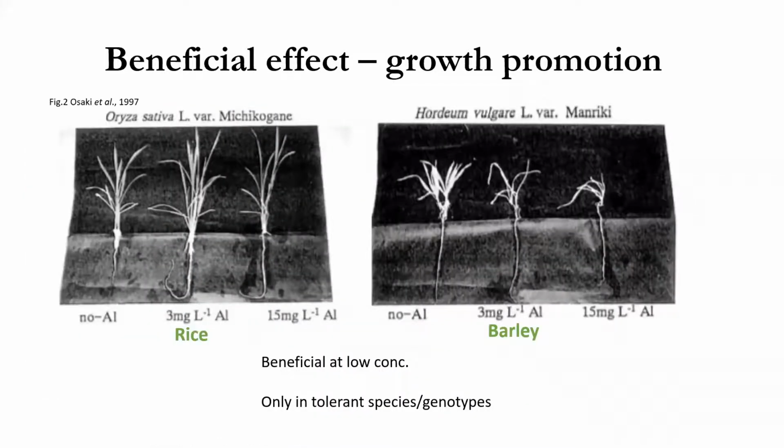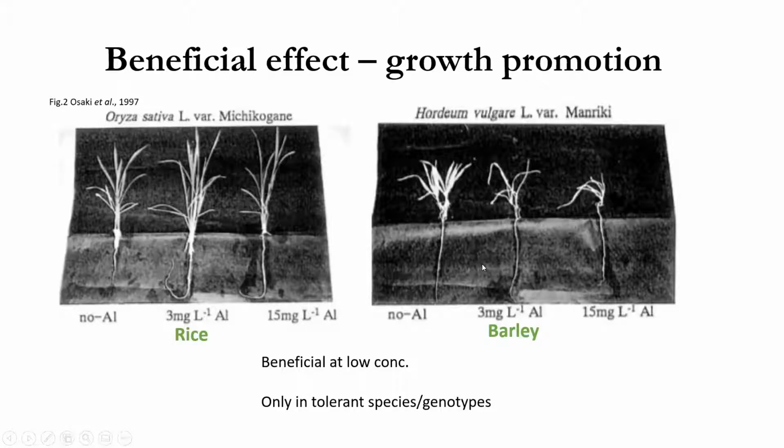Of course, there's a catch. The beneficial effects only occur at low aluminum concentrations and are only manifested in plant species either native to acidic soil or especially tolerant to the ion. Shown here is a comparison of the differential effect of aluminum treatment in rice and barley seedlings. While root and shoot growth are enhanced in rice, as seen here in the longer roots, following aluminum treatment, the opposite is true for barley. As you can see, the growth is stunted at these concentrations.